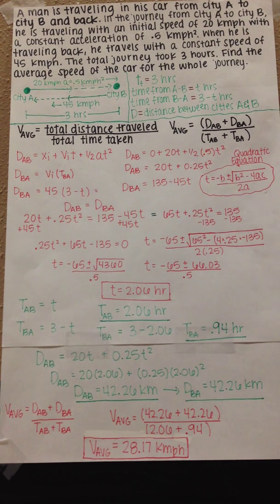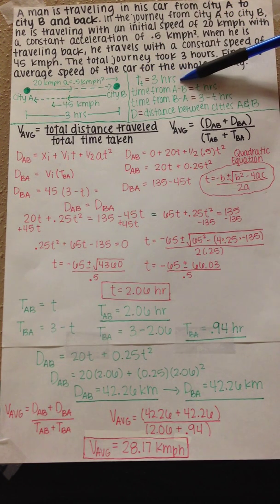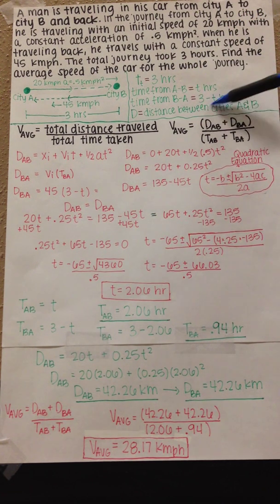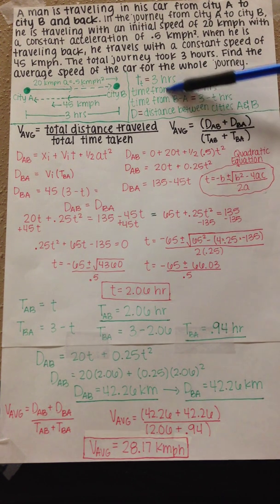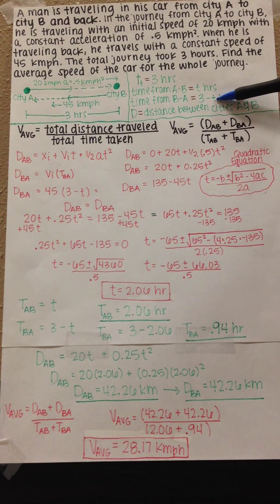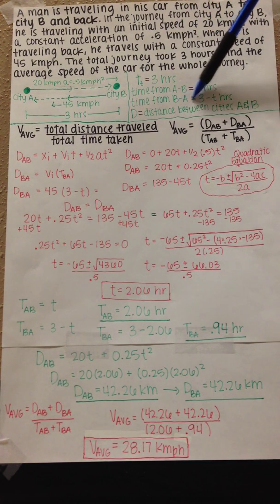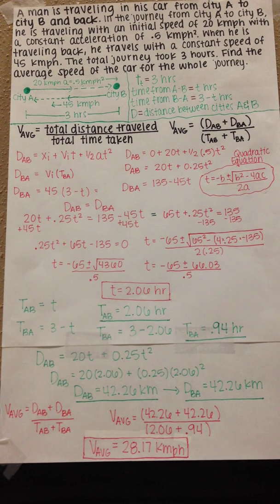So over here I have everything that you can assume from the question, and you can assume that the total time of the whole trip was 3 hours. The time from A to B equals t hours, and the time from B to A is 3 minus t hours, because 3 hours is the total trip. So if you subtract the time from A to B, that equals the time from B to A. And then d equals the distance between cities A and B. The question is asking you to find the average speed of the car for the whole journey.